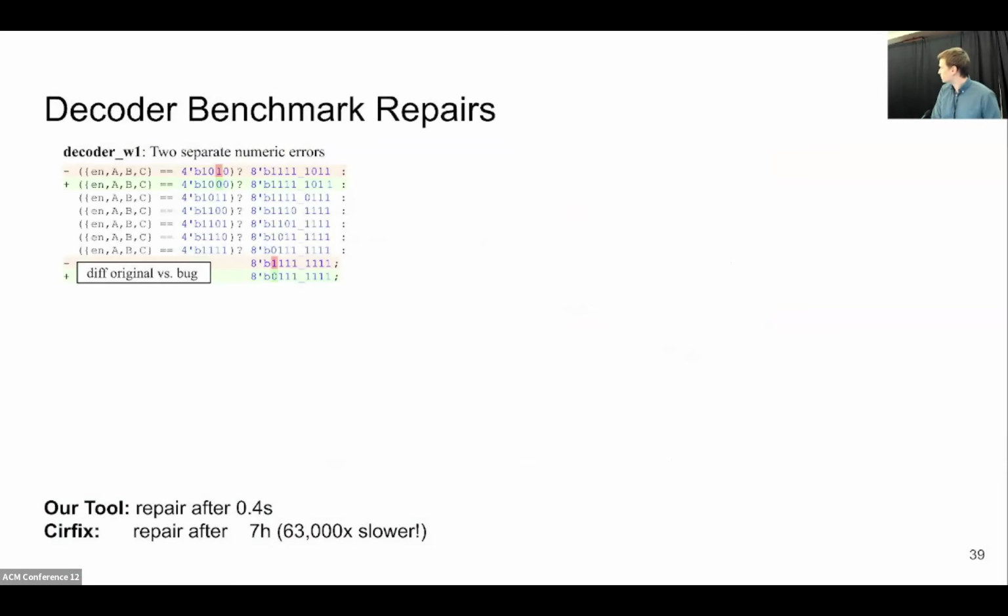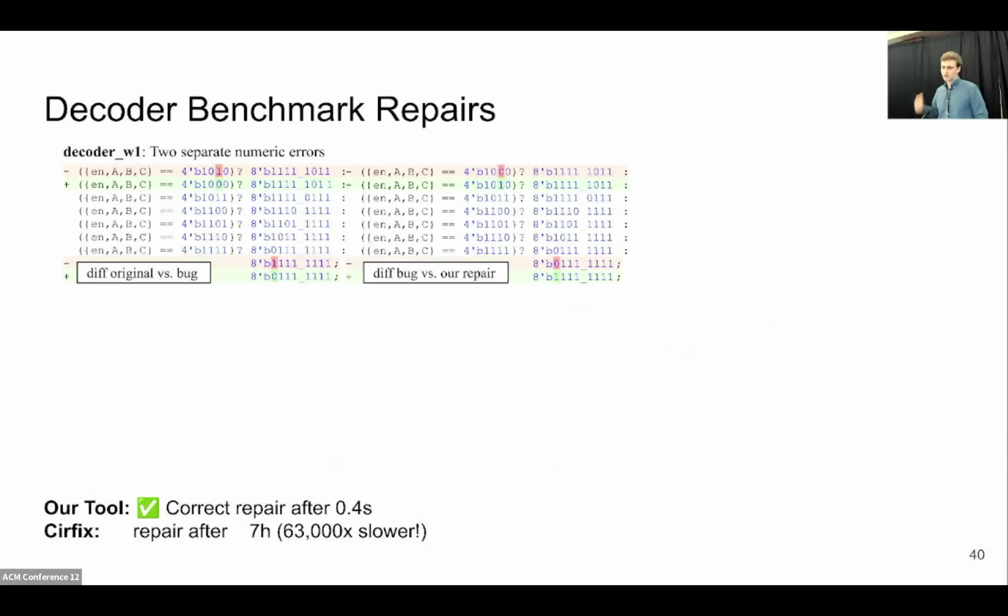Now, this is a real repair from the benchmark set that was provided by the prior work. You see it basically changes two constants in this combinatorial circuit. Our replace literal template matches perfectly, undoes the change, perfect repair after less than a second. The prior tool also does a repair that passes the test bench. Unfortunately, it does so after 7 hours.